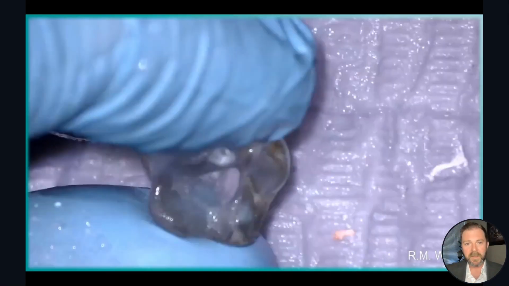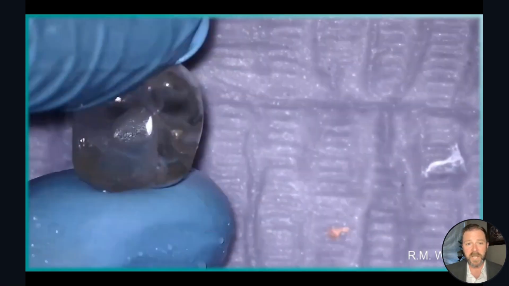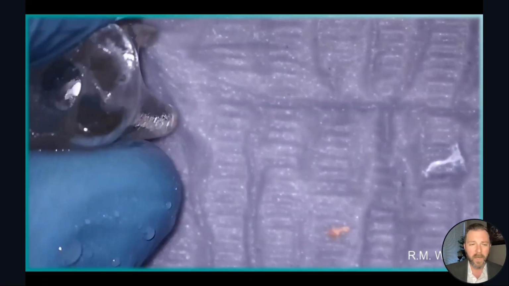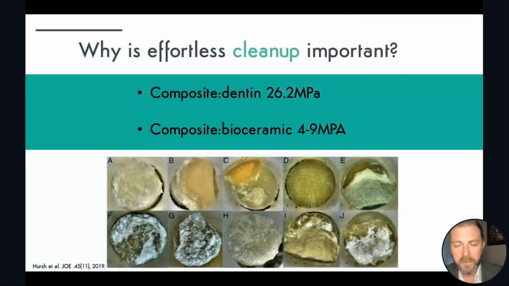There was no washout. So what I've developed, and like to call, is selective washout. It cleans out really well in the chamber just with water, but it doesn't have any impact on the sealer that's present in the canals. I want to make that very clear: even though it's washing out well in the chamber, your canals are still well obturated with the NeoSealer Flow.